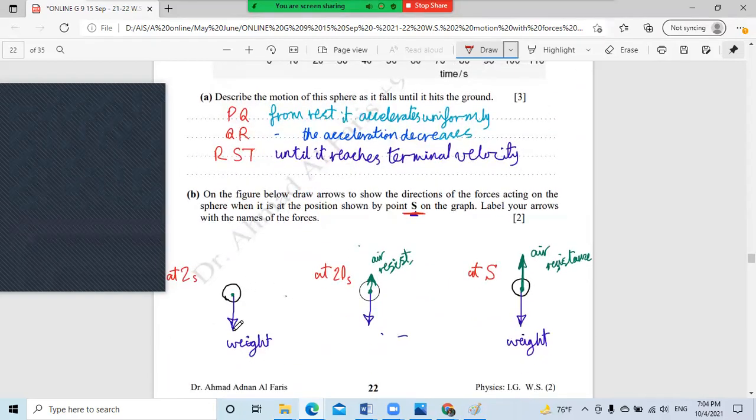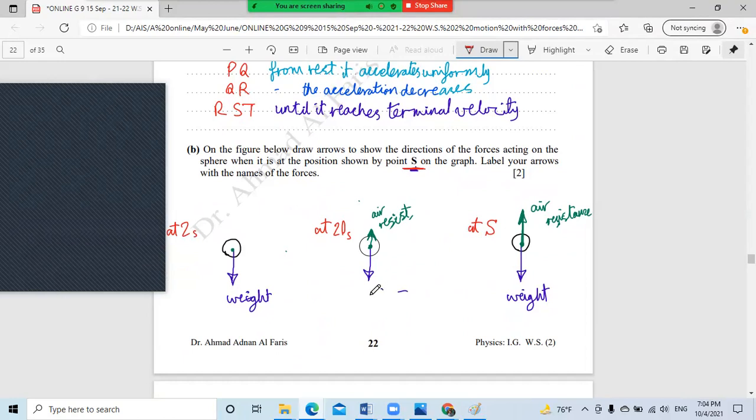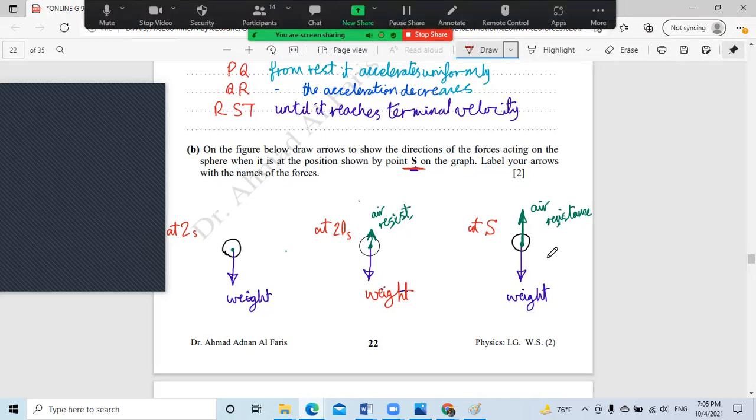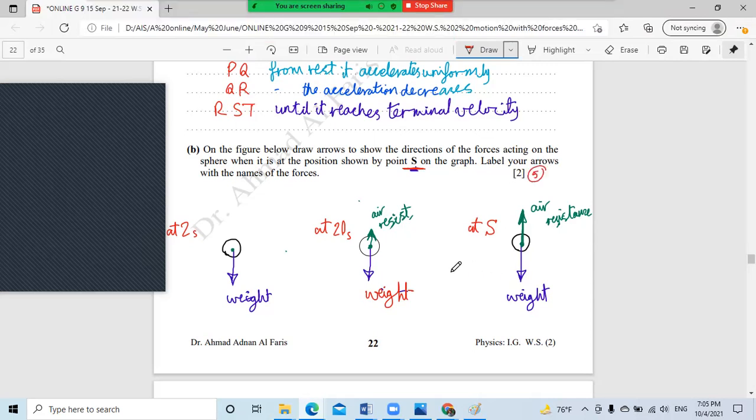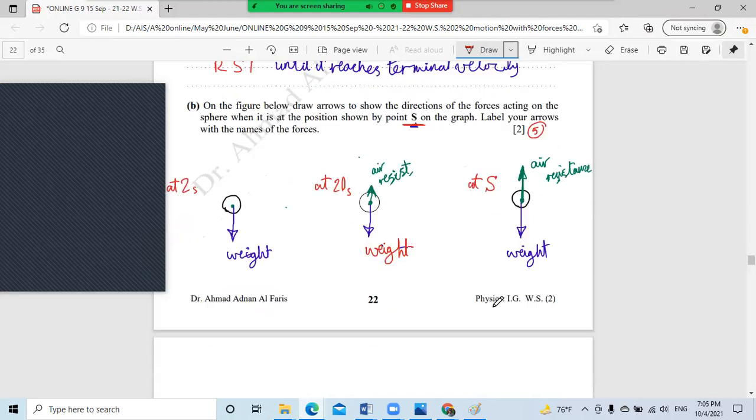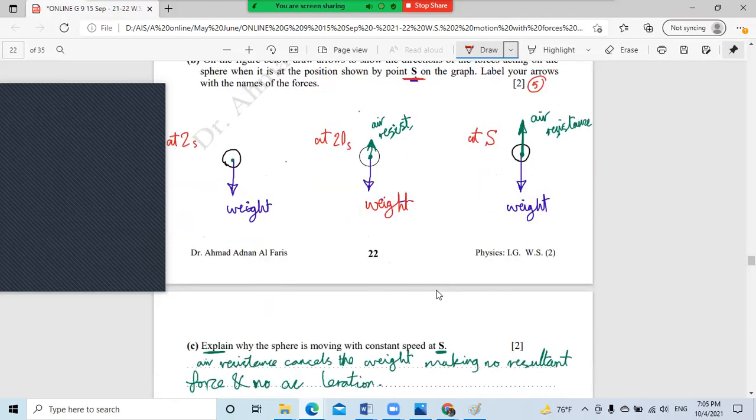So in the beginning there is only weight, then there is weight and air resistance, and the air resistance is less than the weight. Then there is air resistance and weight, and they are equal. The weight doesn't change, but the air resistance increases. So that's how we can answer a question of 5 marks, not only 2 marks: 1, 2, 3, 4, 5 marks, 5 points at 3 different positions.